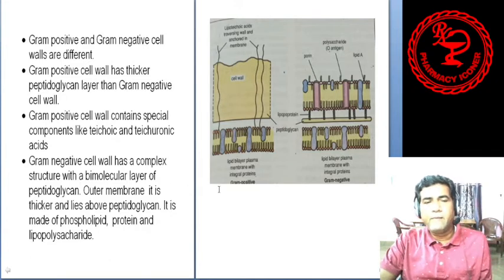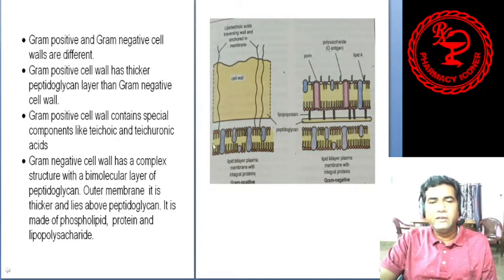If we see gram positive and gram negative cell walls, there are some differences. This is the gram positive, that is the cell membrane. Above this there is a cell wall, and it is attached with teichoic acid, lipoteichoic acid. But in gram negative, what is there? This is the peptidoglycan cell wall, which is much thinner. Another layer could be there outside.